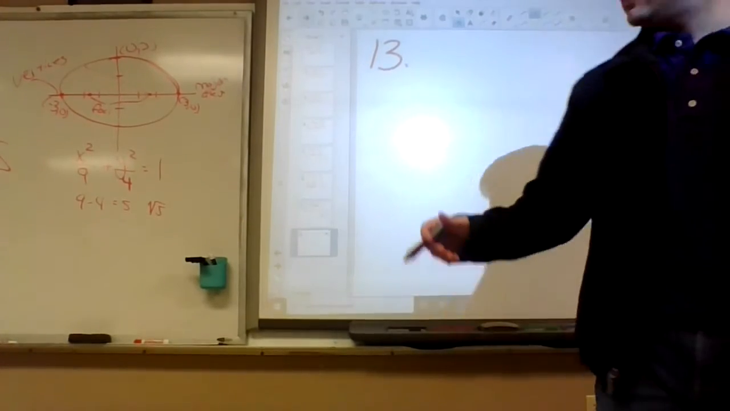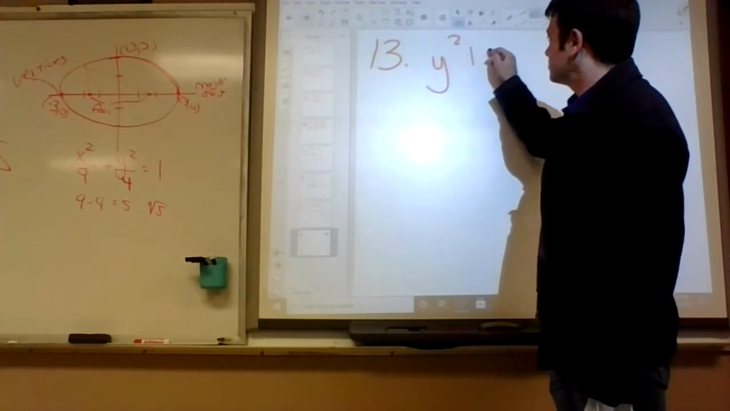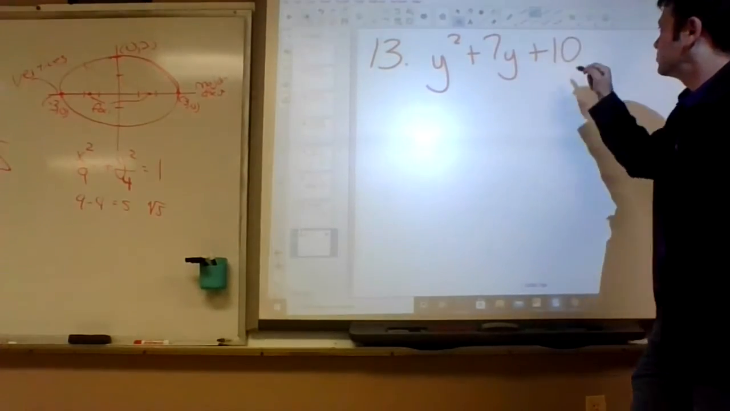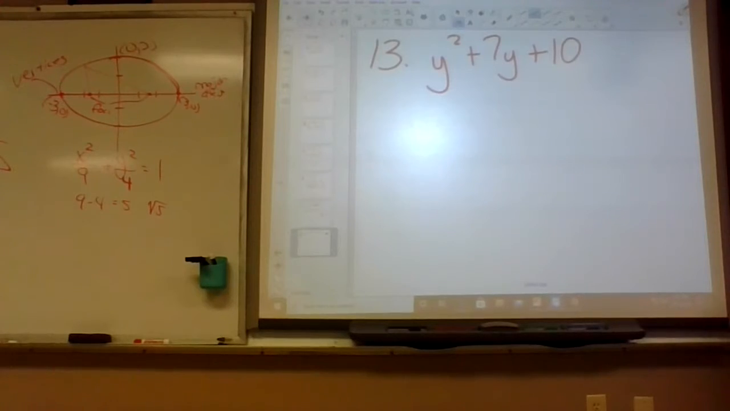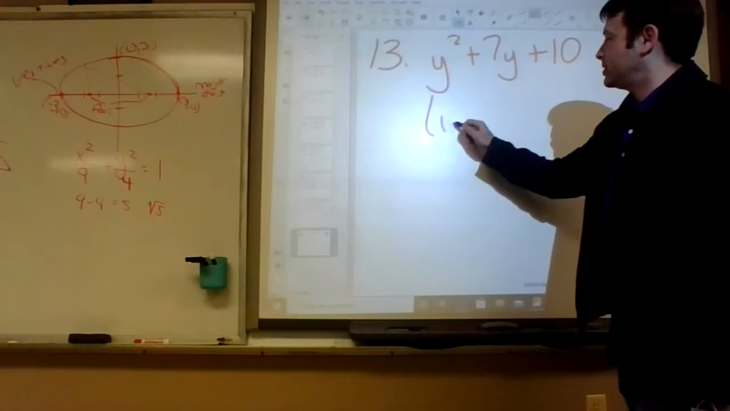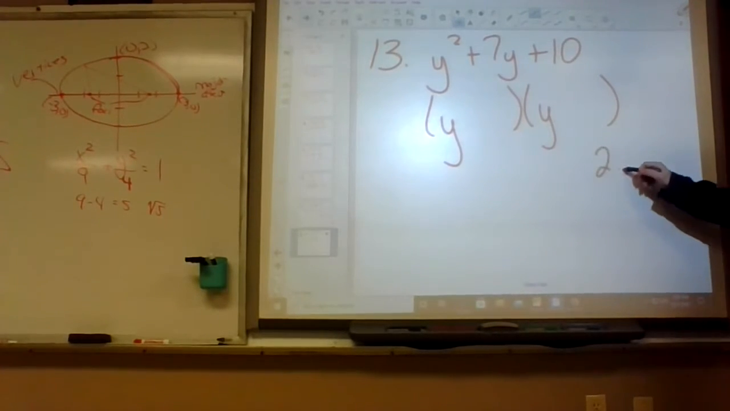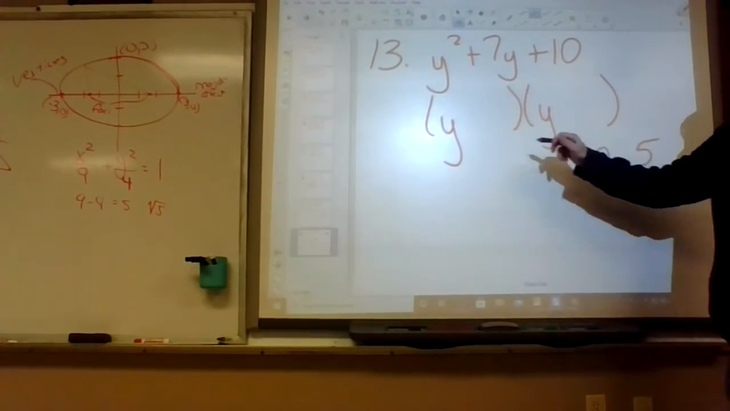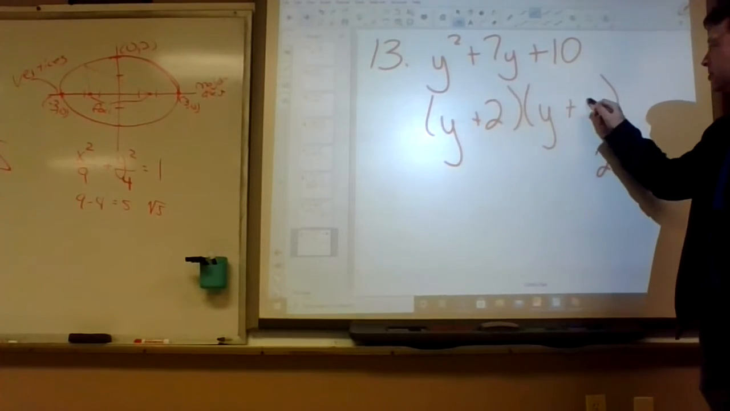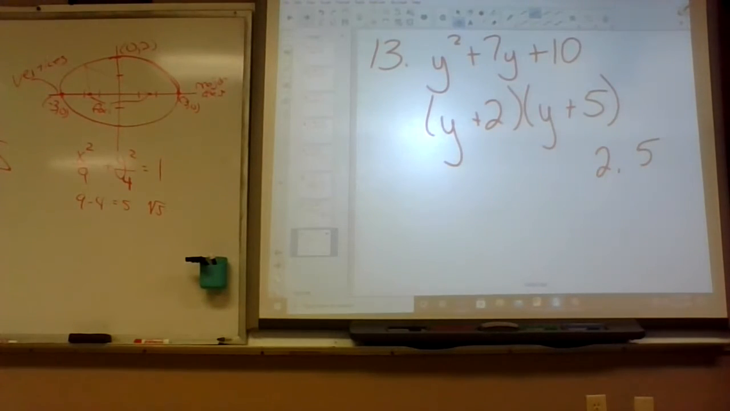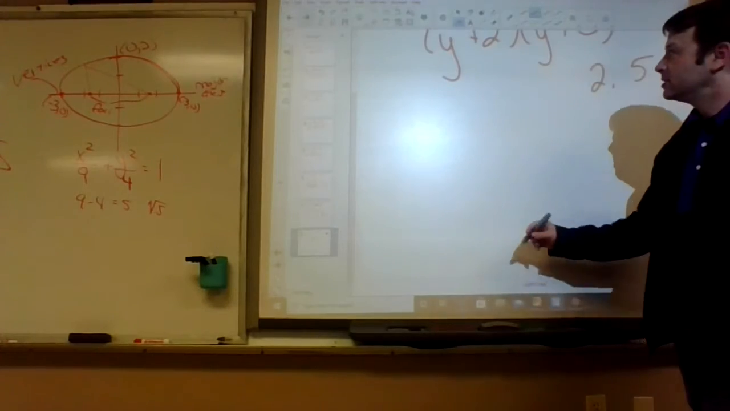Y squared plus 7y plus 10. Okay, Lydia, what goes into 10? 2 and 5. Does that add up to 7? Yes, it does. Oh, it's 13. Maybe I'll just scroll down instead.